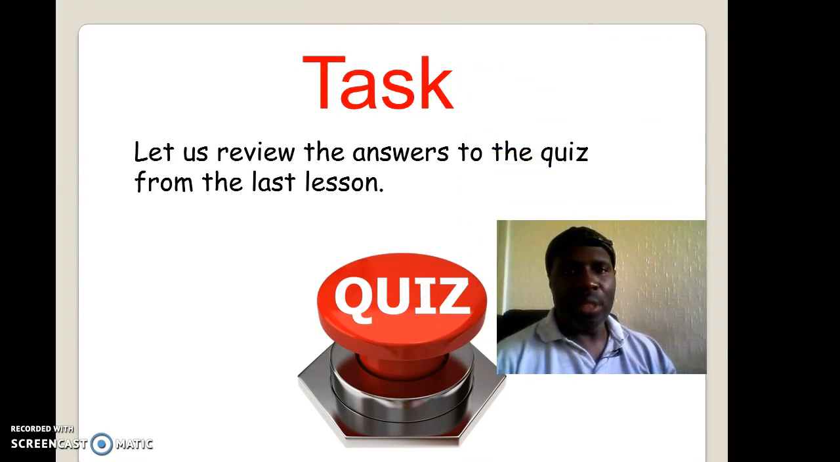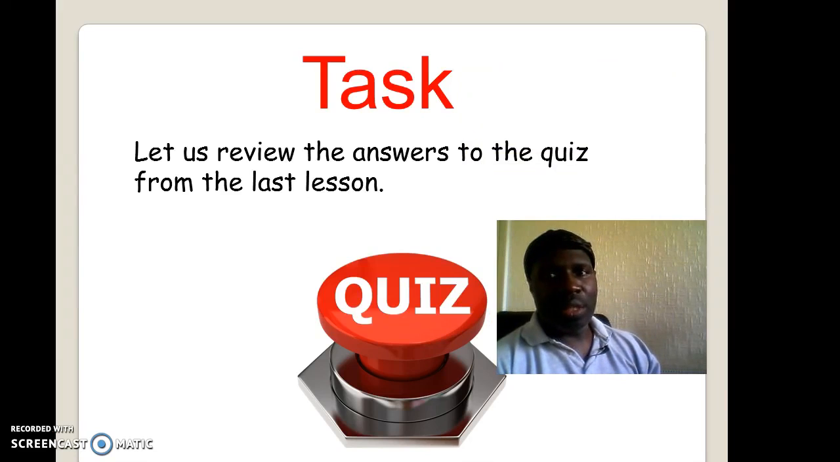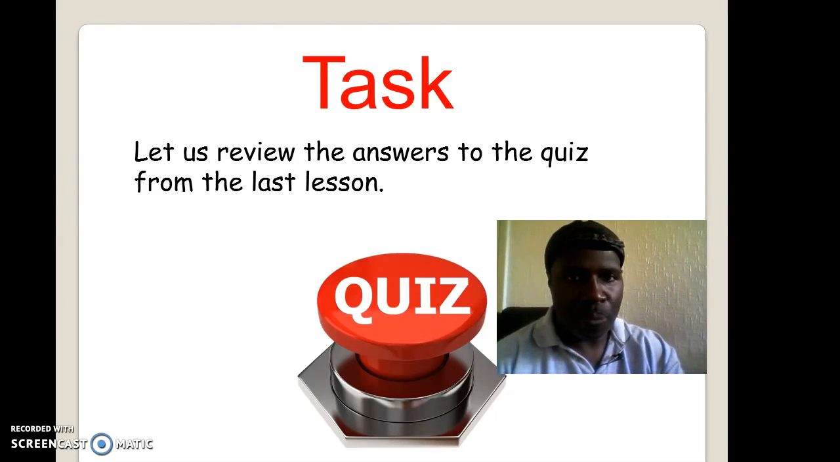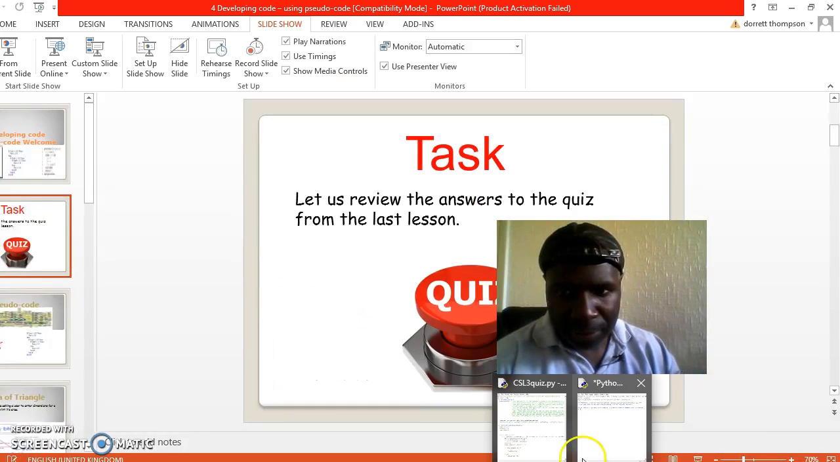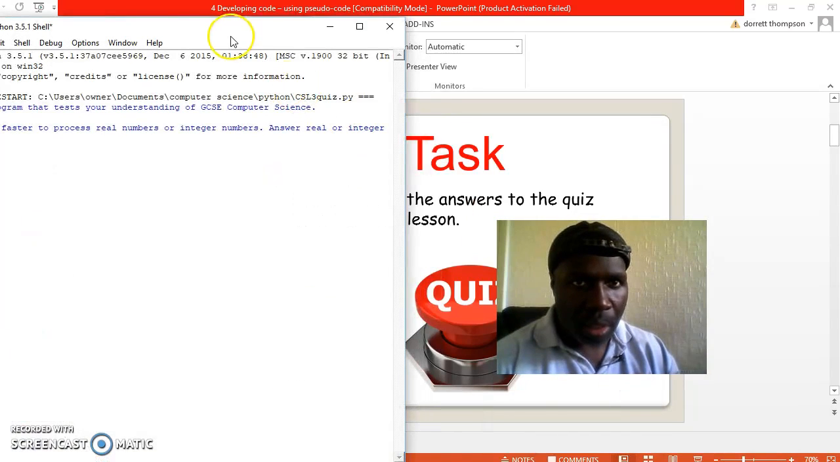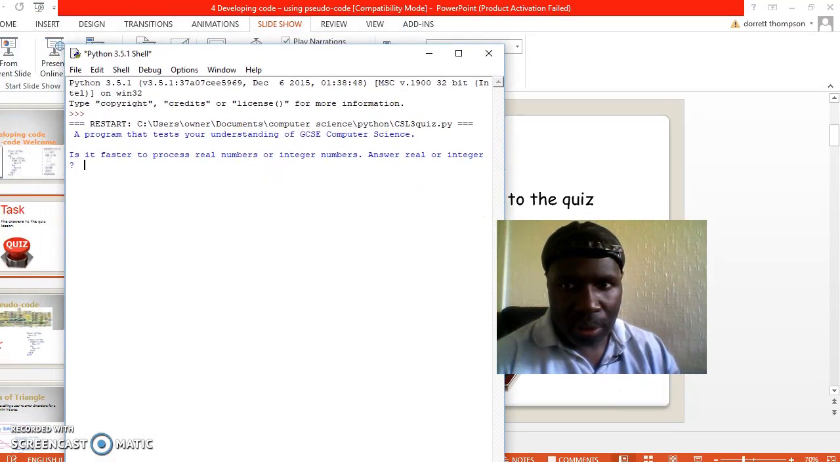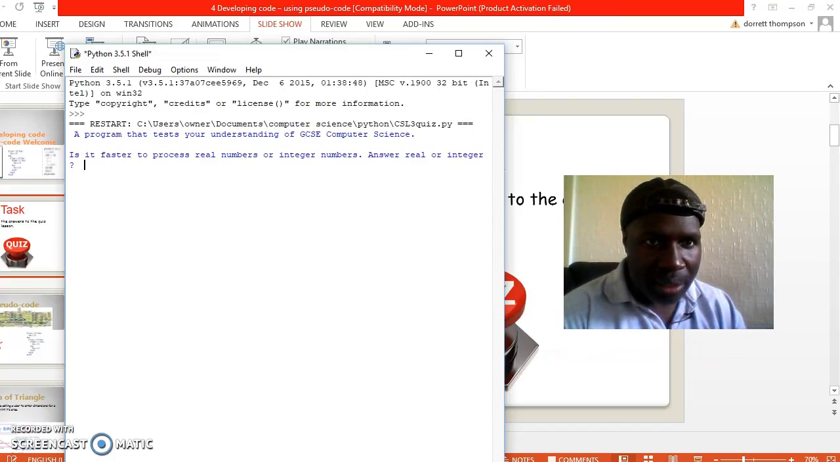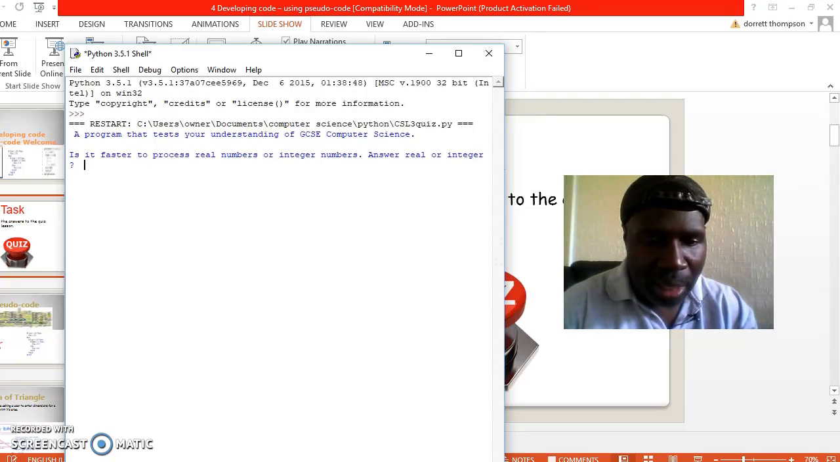And the first thing we're going to do is review the answers to the quiz that I set at the end of lesson 3. So let's have a look at that. So here are the questions. The first question is: is it faster to process real numbers or integer numbers? The answer is integer, because they are smaller than real numbers.